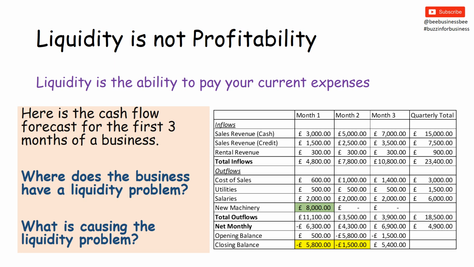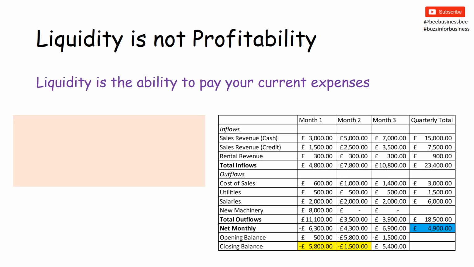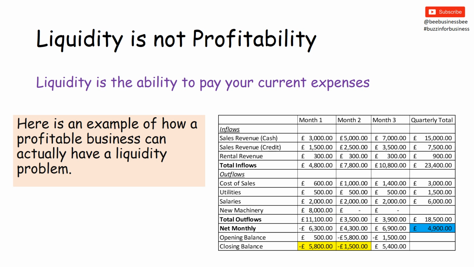But it's vitally important to show you that the net profit over that quarter, if you look at that final column, is £4,900. This is a successful, profitable business. However, it has a serious liquidity problem for months 1 and months 2. This is a typical example of a liquidity problem in a business. You have a profitable business that's going to make a profit, but in the short term it has a liquidity problem. Hopefully that example shows you why liquidity is different to profitability.